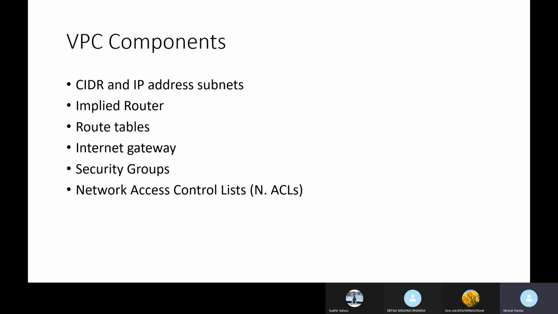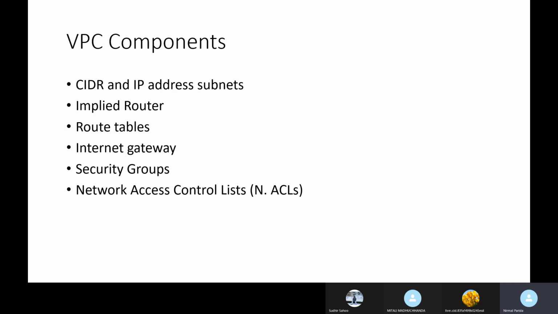Next is the internet gateway. The internet gateway is a gateway from AWS so that your instance can communicate to the outside world. They will get their internet connection from the internet gateway, and using it they will communicate to the internet. Next is the security group. A security group is a level of firewall that is added at your EC2 instance level.